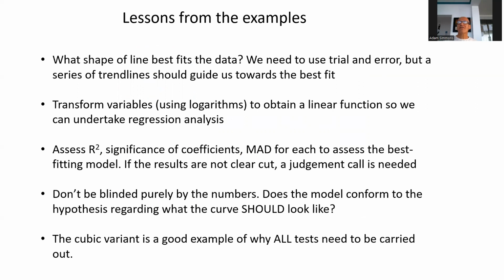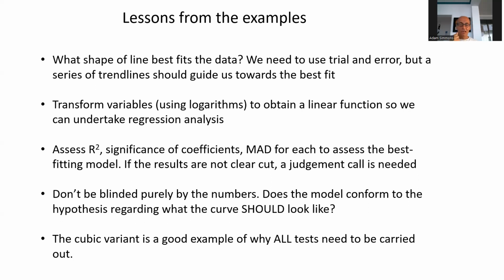So let me just finish up with some lessons from the examples I've presented today. First of all, what shape of line best fits the data? You do have to use trial and error, but if you develop a series of trend lines, as I did at the beginning, it should give you some idea of which is going to be the best fit. Second, use transformations if necessary, such as logarithms to obtain a linear function. Third, you need to assess not only the coefficient of determination, the R squared, but also the significance of the coefficients and the deviation for the best fitting model.